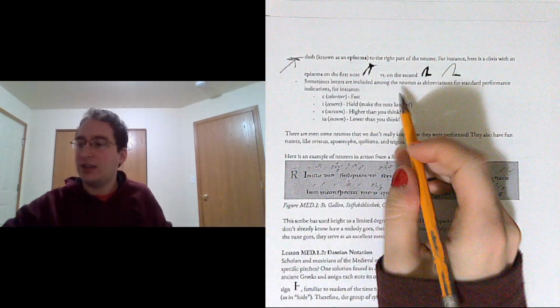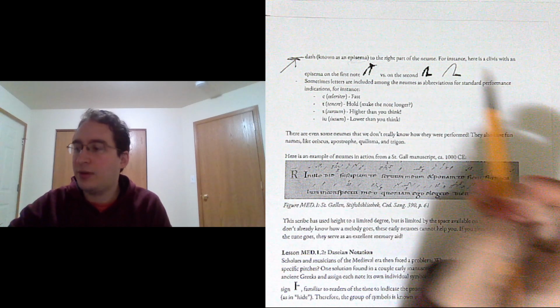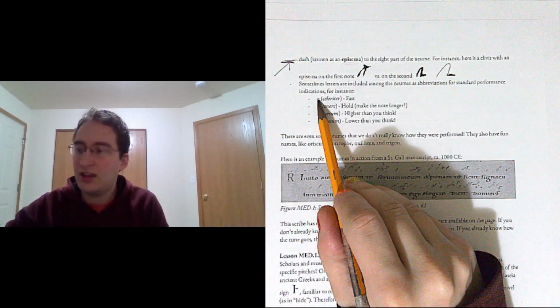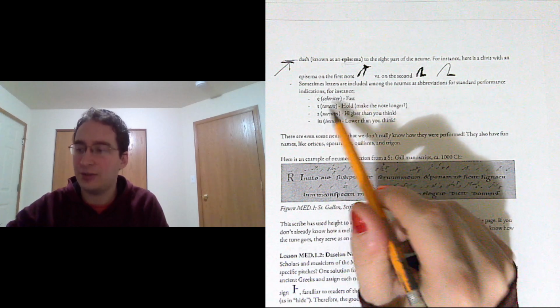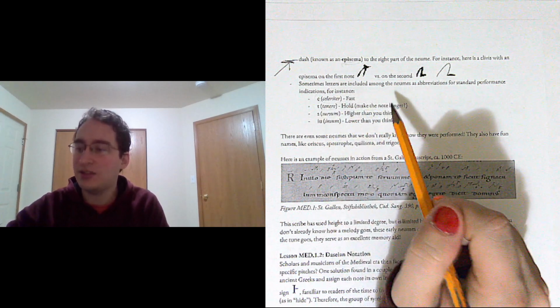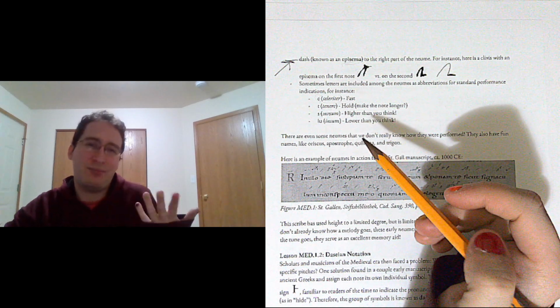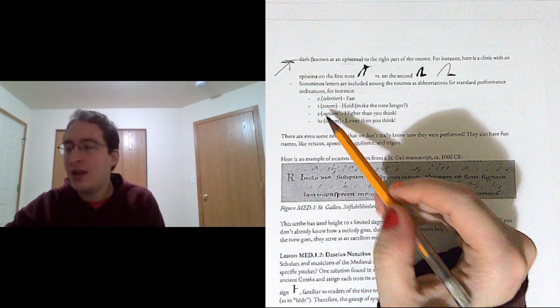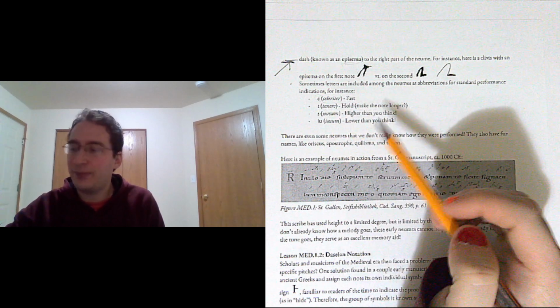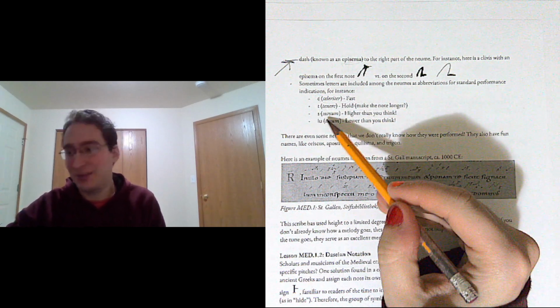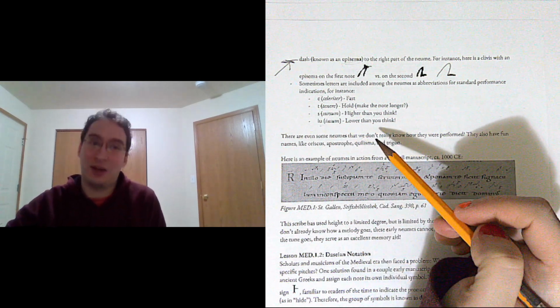You might also see some letters that are abbreviations for standard performance indications. So if you see a C up in the neume area, that stands for celeriter, which means fast. T, tenere, means to hold, which we think maybe means make the last note longer. And then there are some useful indications like sursum, this note is higher than you think it's going to be, or deorsum, this note is lower than you think it's going to be.